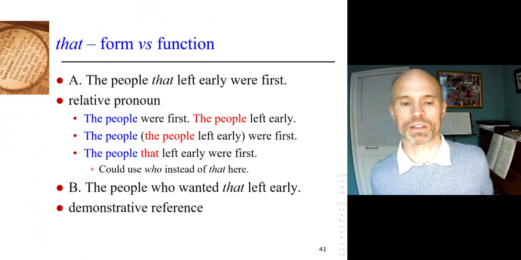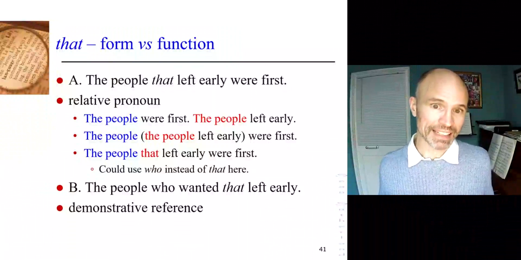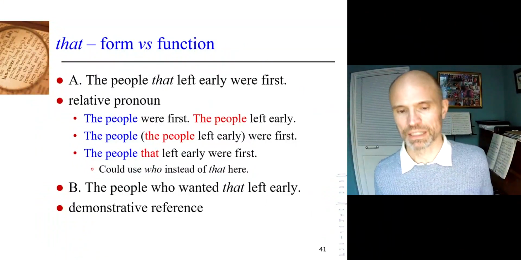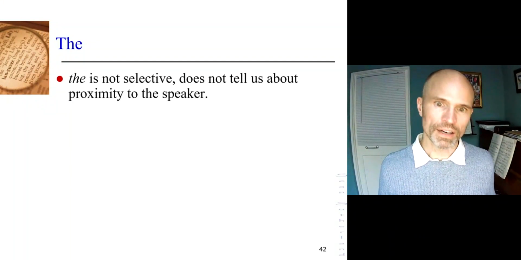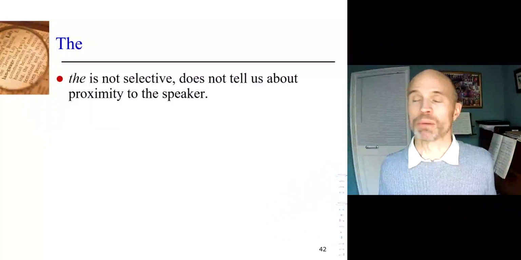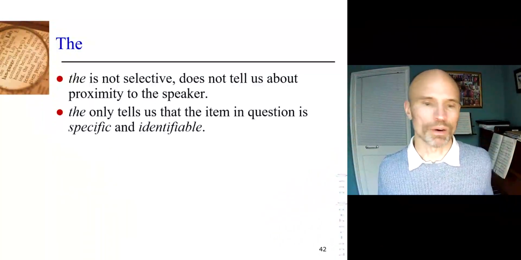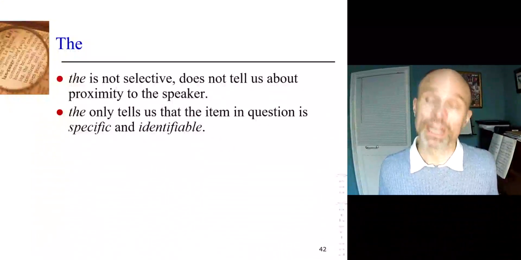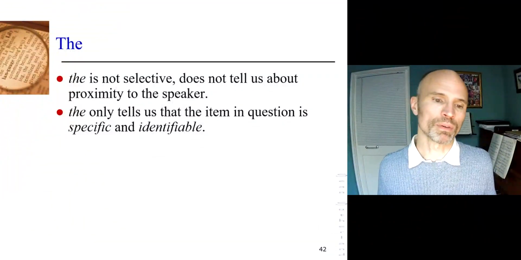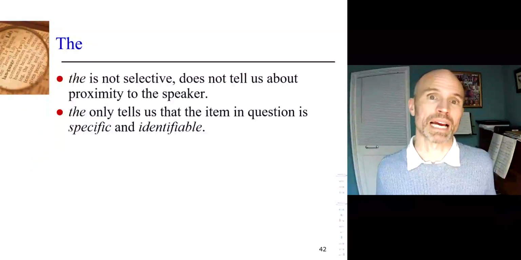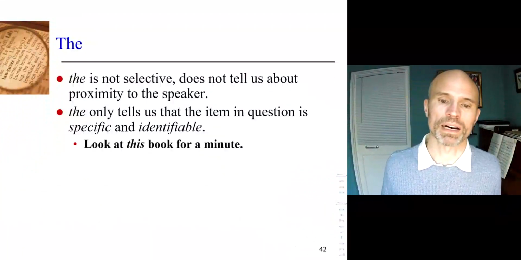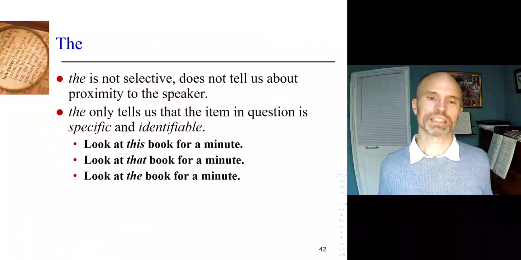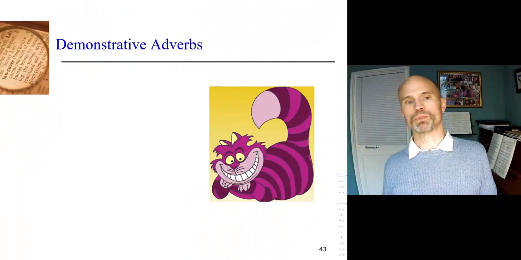Sorry, just adjusting my monitor. So that in A is a relative pronoun, that in B is a demonstrative reference. The, as I said before, it's a demonstrative reference, it's selective, but you don't know how far away it is. You know it's something specific, right? If I say I'll meet you at the library, you know it's some particular library, but it's not like if I say I'll meet you at this library, you'd expect it to be one close by, right? Other than that, there's not much to say about the differences. And so we'll just move on.